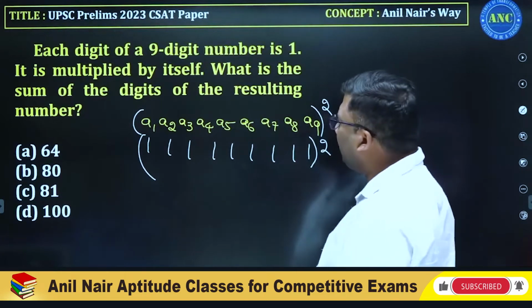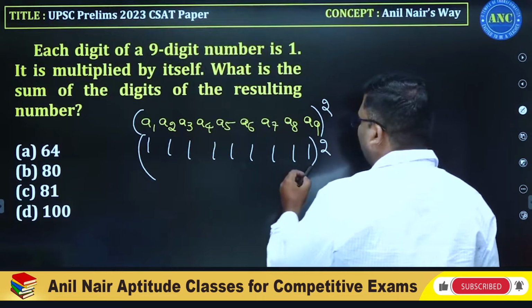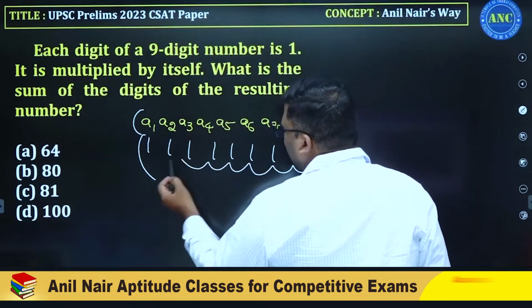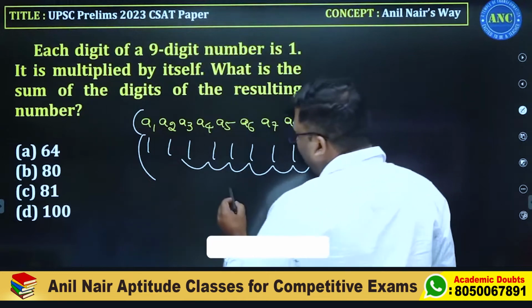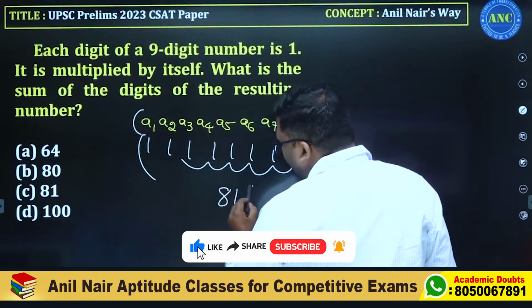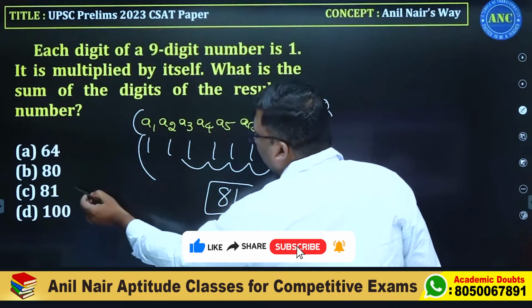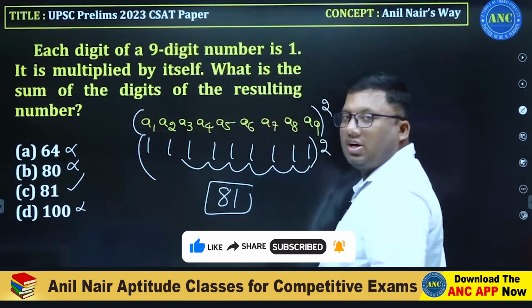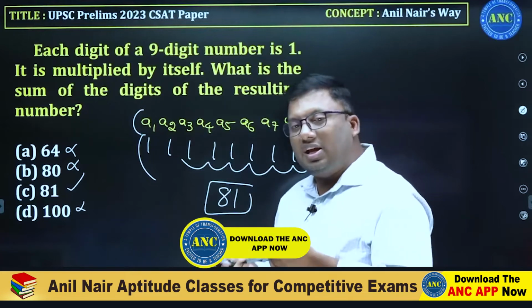What is the sum of the digits of the resultant number? Sum of the digits is 1 written 9 times, so the sum is 9. 9 squared is 81. Probably the easiest question in the UPSC CSAT paper. You do not need to do anything also.